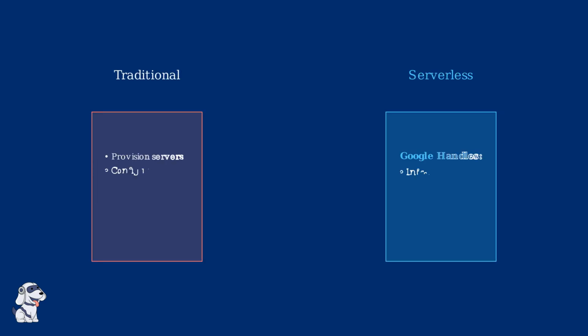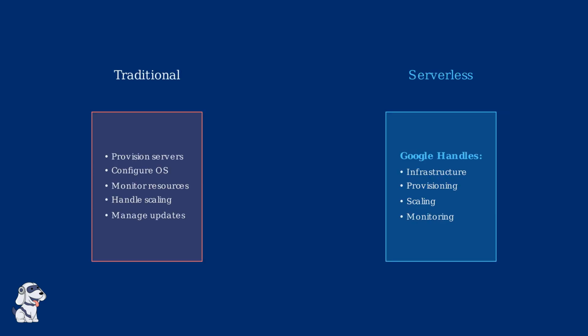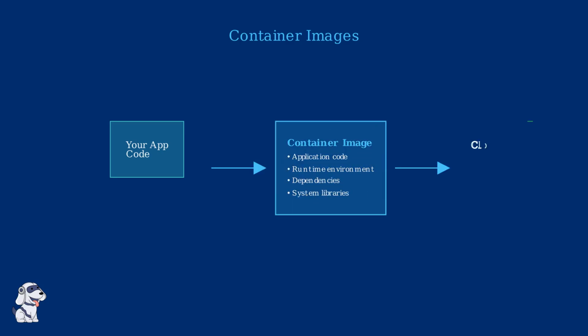Serverless computing fundamentally changes how we think about infrastructure. In traditional computing, developers must provision, configure, and maintain servers. With serverless, Google Cloud handles all of this automatically. Cloud Run applications must be packaged as container images. This containerization ensures your application can run consistently across any environment and provides true portability.